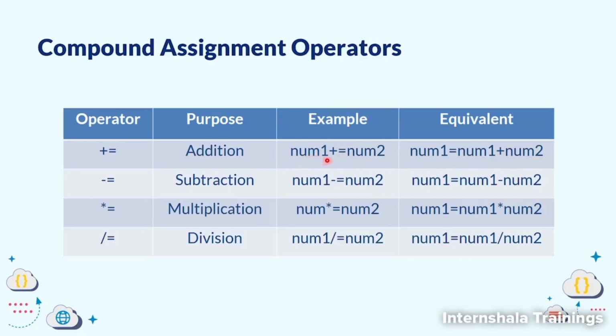So here we have variables num1, num2, they will be added. And finally the result of addition will get stored in the first variable that we have used, that is num1. So num1 will be equal to num1 plus num2. Similarly for the other compound assignment operators. Now let us check these compound assignment operator examples in IDE.